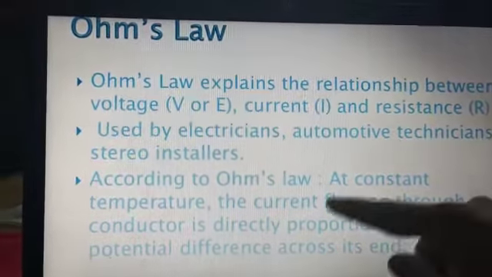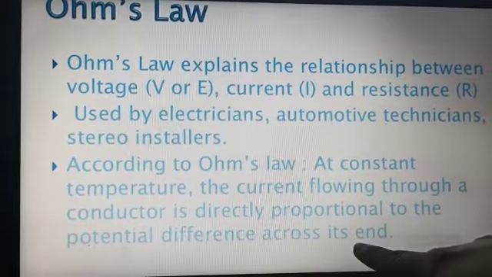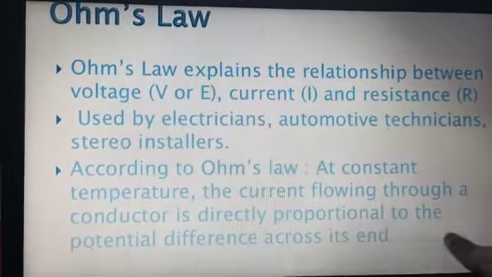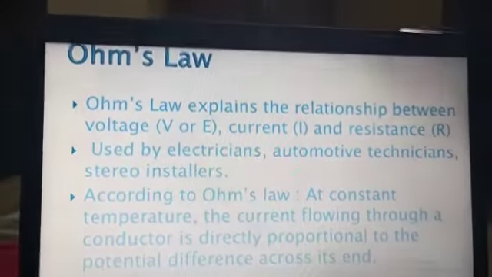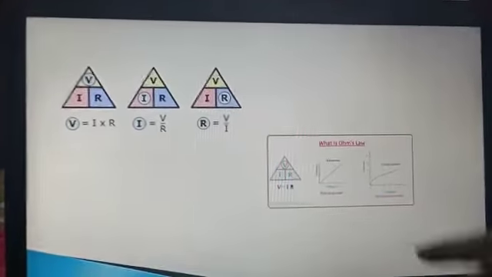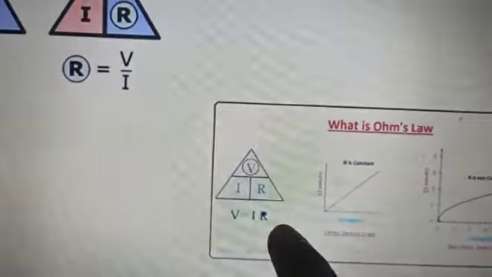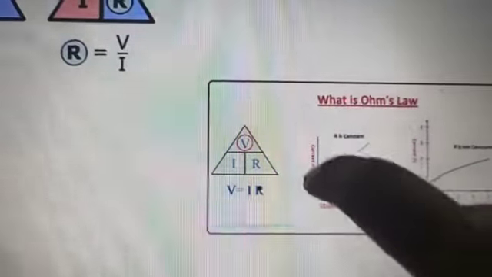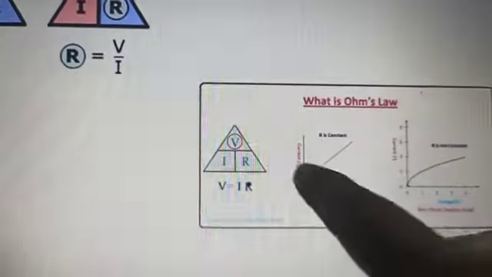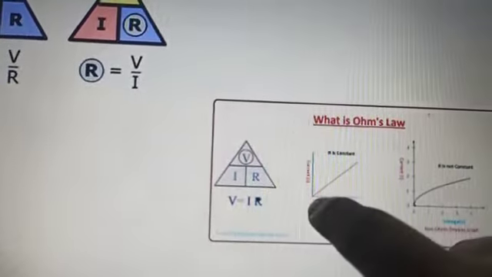I repeat, according to Ohm's law, at constant temperature, the current flowing through a conductor is directly proportional to the potential difference across its ends. This is the diagram of Ohm's law. This is the graph. So we have voltage on the x-axis and current on the y-axis. So V by I, it is a straight line graph.